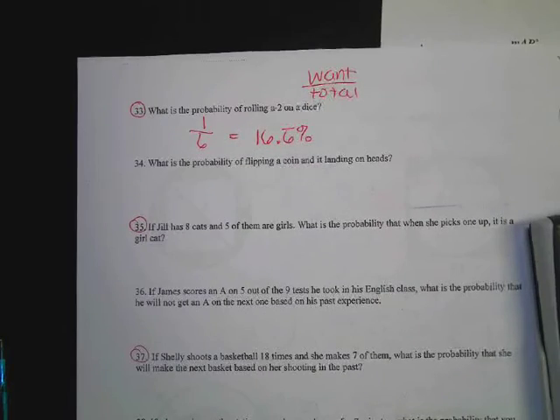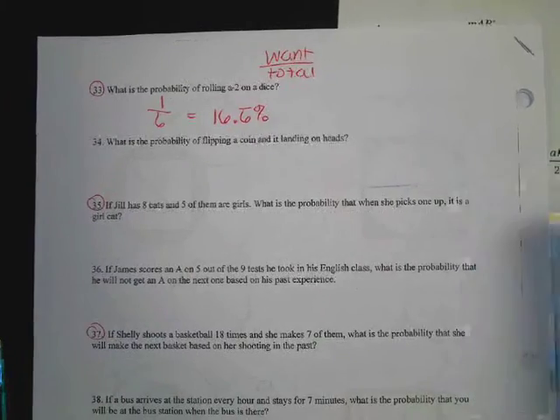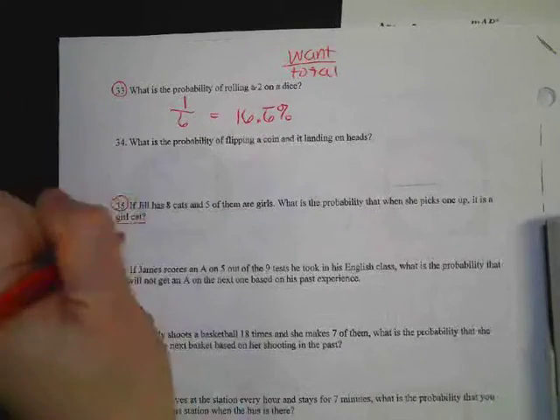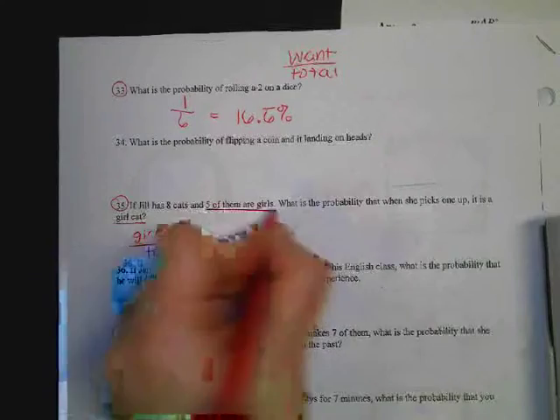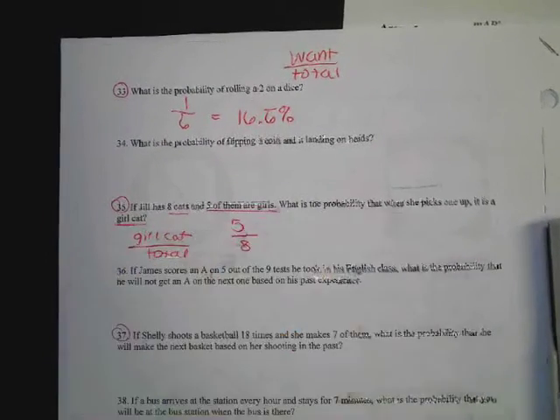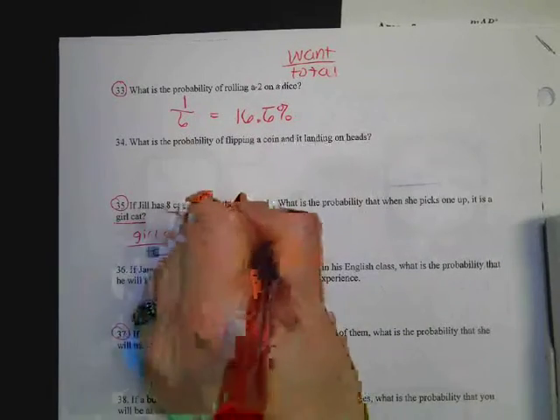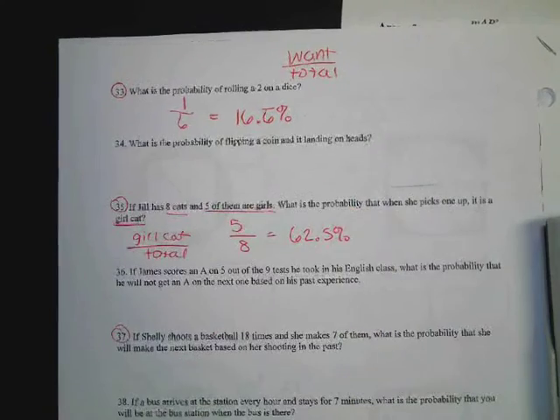Number 35 says Jill has 8 cats and 5 of them are girl cats. What is the probability that when she picks one of them up, it's a girl cat? So what I want is girl cat over the total. So I have 5 girl cats. That would be 5 over the total 8 cats, which would be 5 over 8. Divide that and turn it into a percent by multiplying by 100 would give us 62.5%.